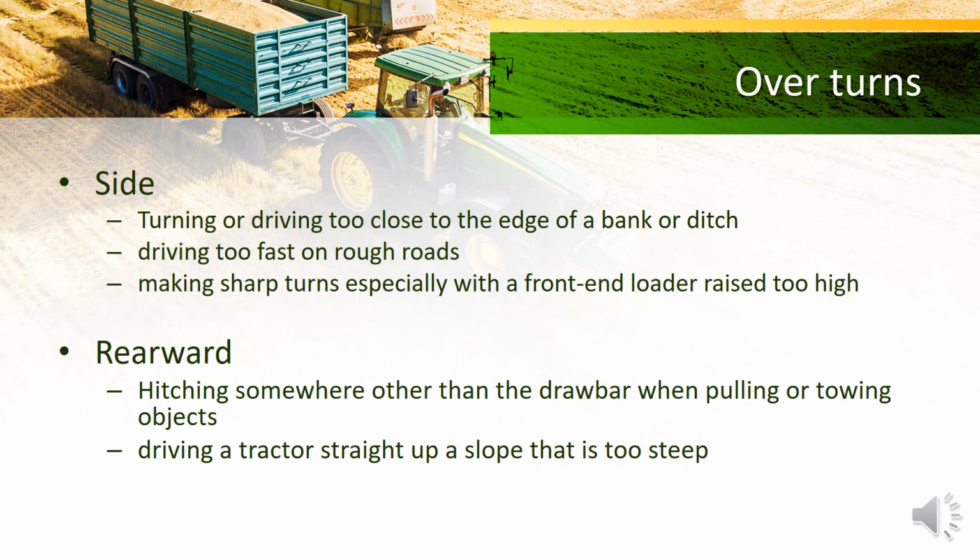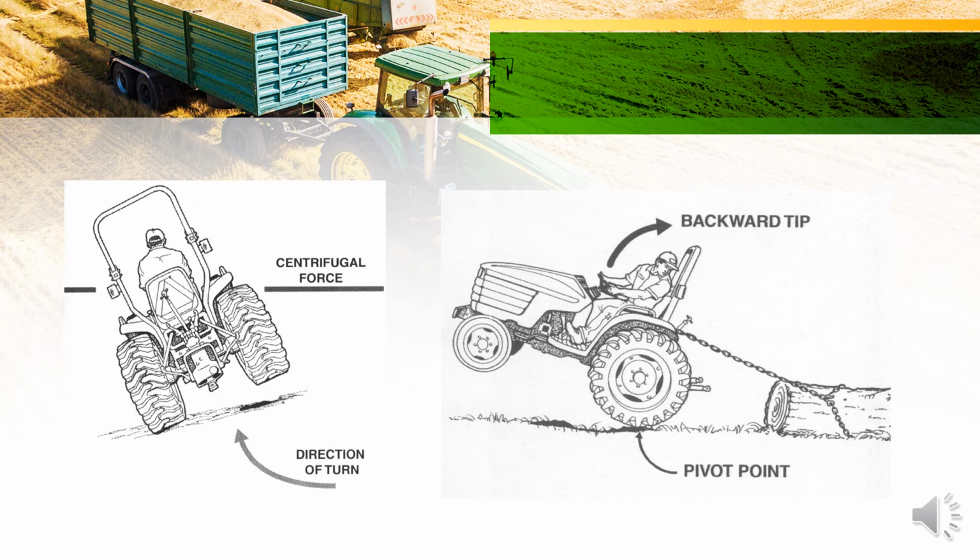Rearward overturns are caused by hitching somewhere other than the drawbar when towing or pulling, or driving the tractor straight up a slope that is too steep. Overturns account for about 50% of the tractor fatalities every year. When a tractor is turning over, you only have 3/4 of a second before you hit the point of no return, and that is way too short a time to react.